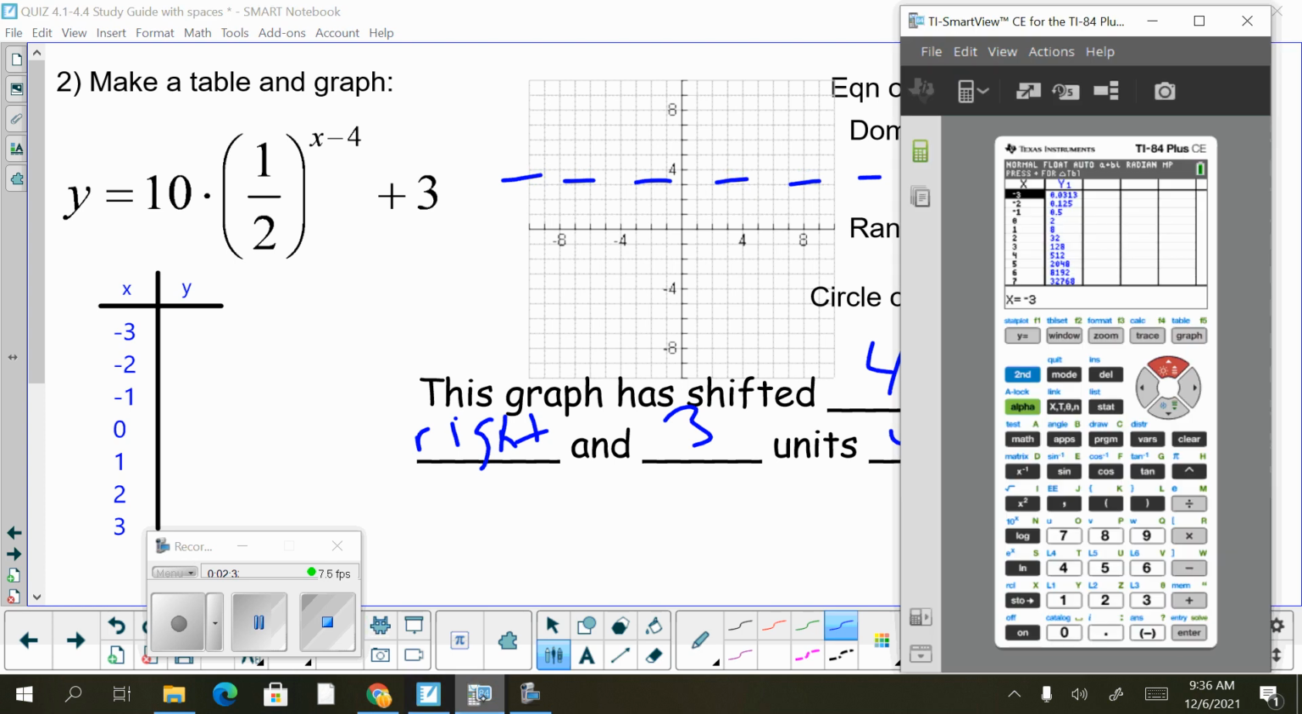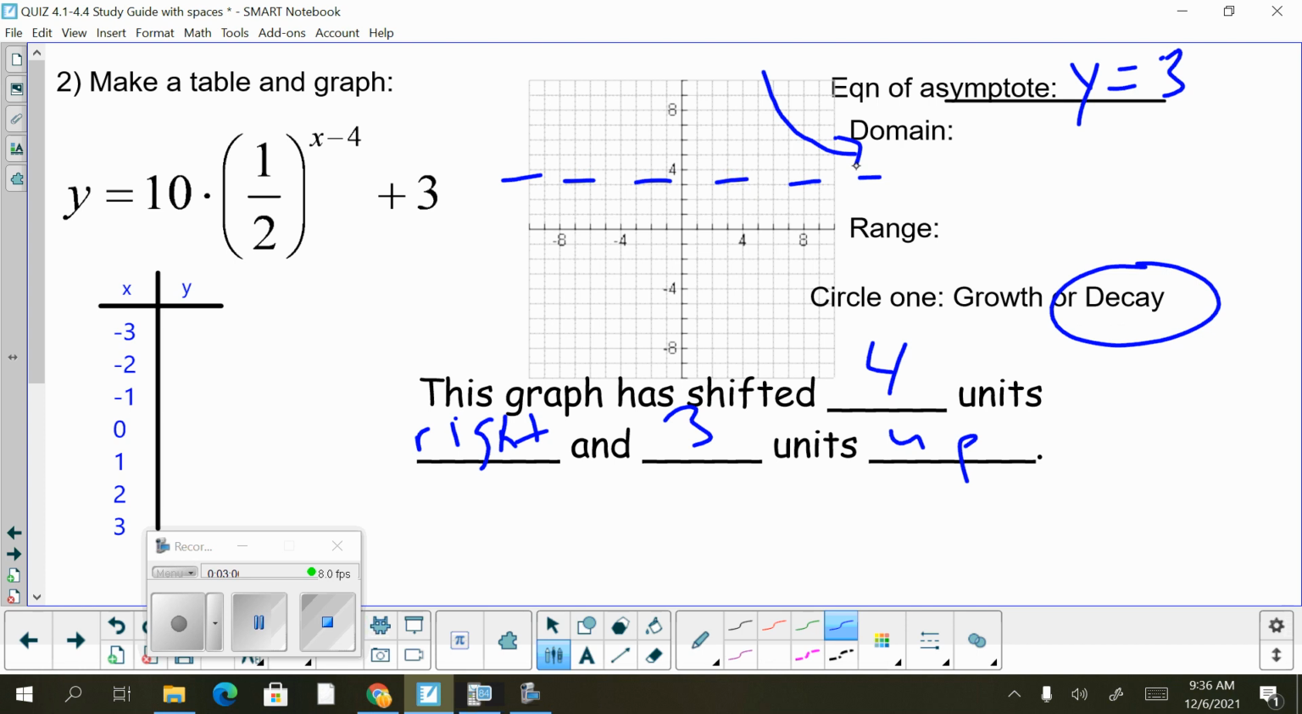All right, let's put it in and see what it looks like. We've got our 10 first, then our 1/2. I'll just do 0.5 to the x minus 4 power. And then the plus 3 has to be big again. Yeah, so it definitely went right and up. It's kind of over, not really showing up on the screen hardly at all. That makes your domain negative infinity to infinity, but your range is only going to be 3 through infinity because of that up shift.